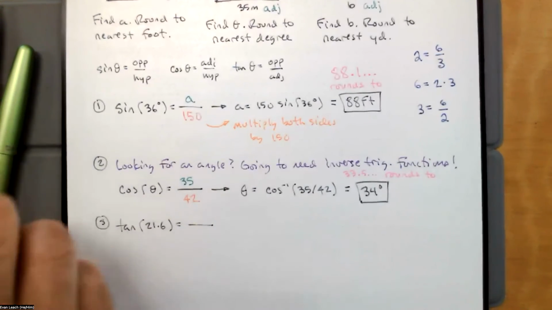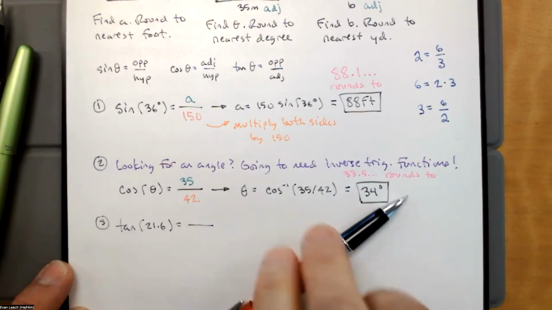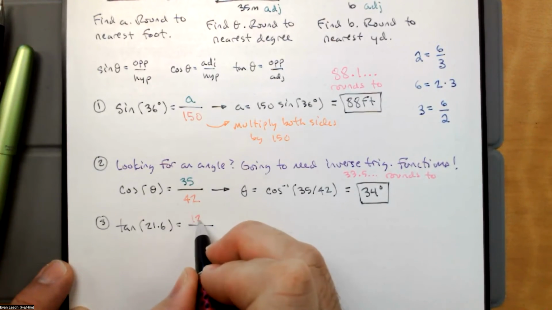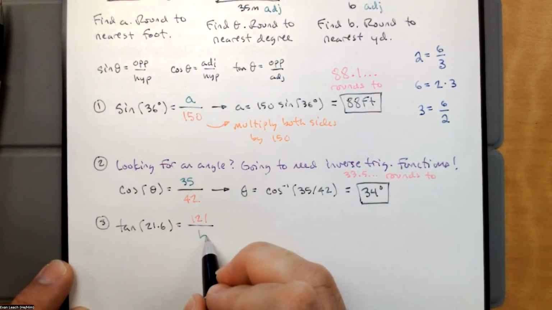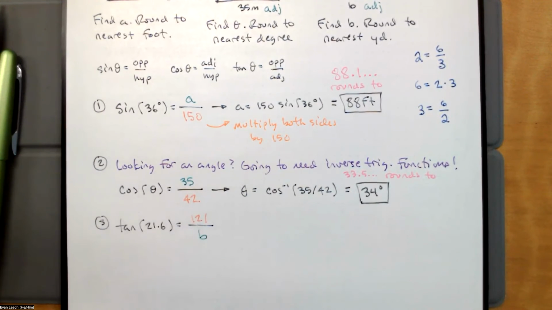So the tangent of 21.6 is the opposite, which is 121, which we know, over adjacent, which just has the name B. So this one is a little bit different. Now, the thing that we're looking for is the denominator. This also happens when we're using trig functions to find the hypotenuse. The thing that we're looking for is in the denominator. So we've got to figure out how to get at B.